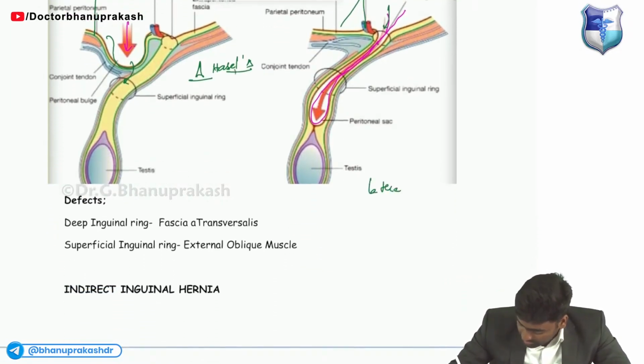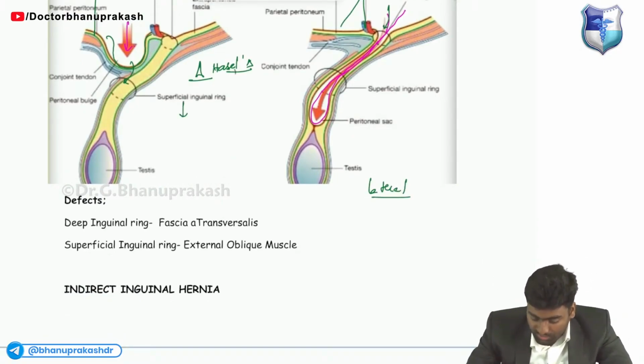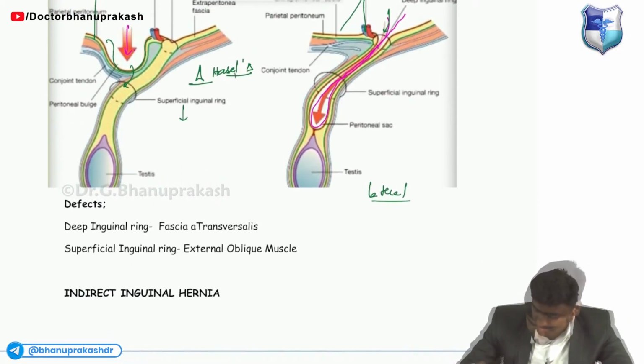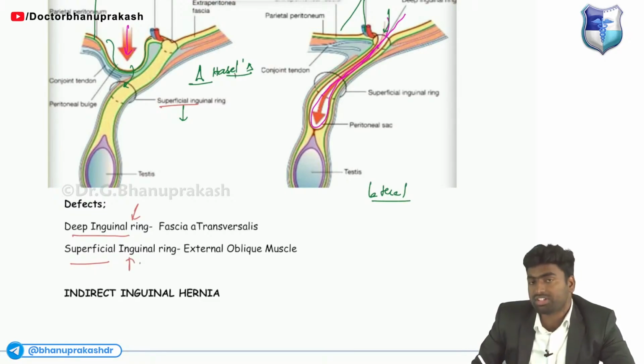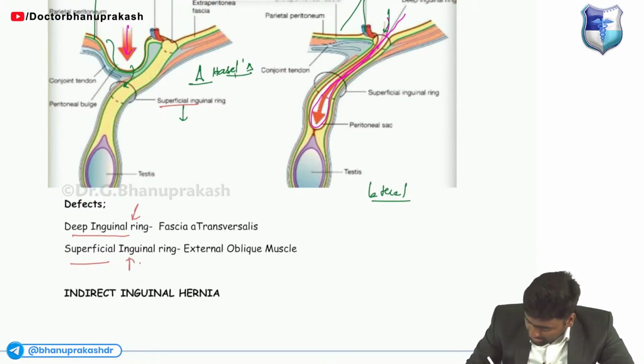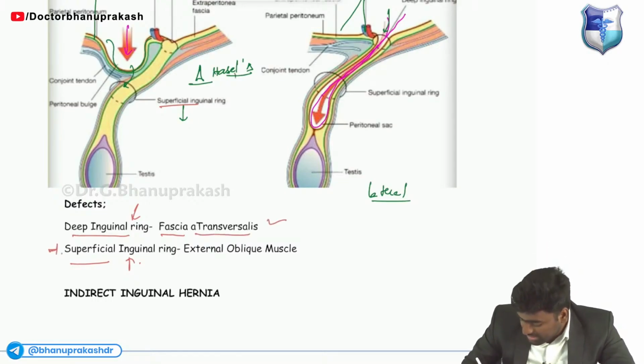Okay, remember. Then they will ask you, this superficial inguinal ring, it is due to the defect in which of the following components? Okay, yeah. They will be asking which of the following components will form the superficial and deep inguinal rings. The deep inguinal ring will be formed by the fascia transversalis, whereas the superficial inguinal ring is due to the defect in the external oblique.